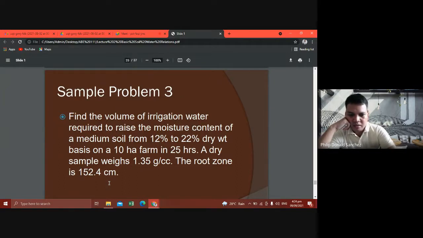So you have soil whose moisture content is 12 to 22% dry weight basis, meaning it increases from 12 to 22%. And then your area is 10 hectares, and then you irrigate for 24 hours. Then a dry sample weighs 1.35 grams per cc, and then the root zone or capital D is 152.4. So do not confuse them: if you have depth required or depth needed, DN, it is small d. If you have depth of root zone, DRZ, or simply capital D, use that.